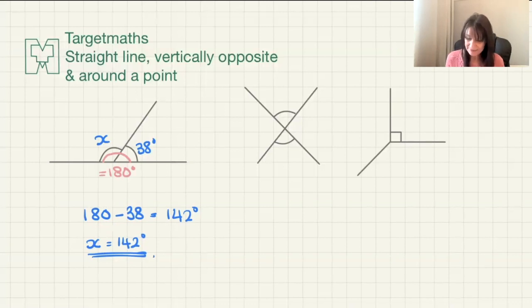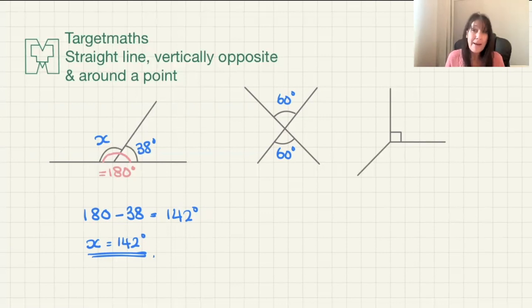Vertically opposite then. Vertically opposite are when you've got these two angles that meet at a point, or you can think of it as two straight lines that cross. They are equal. So it's a really nice one because there's no maths required. If I tell you that is, let's say, 60 degrees, that has to be 60 degrees. Absolutely has to be.